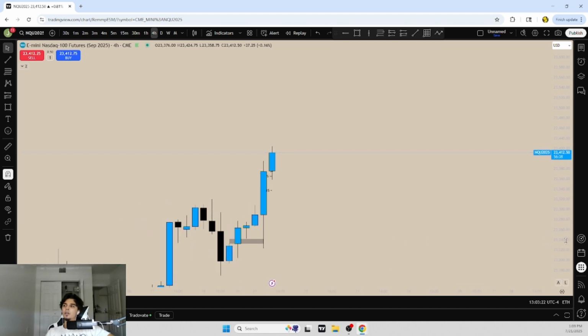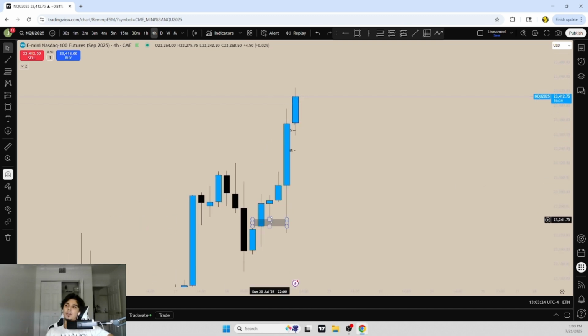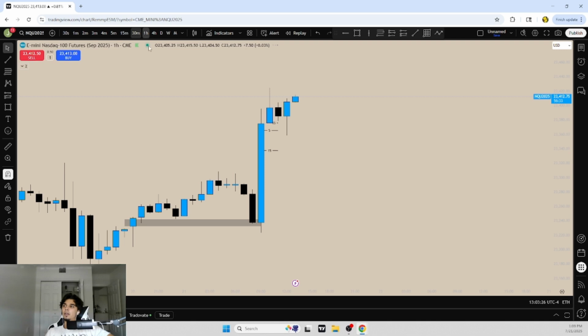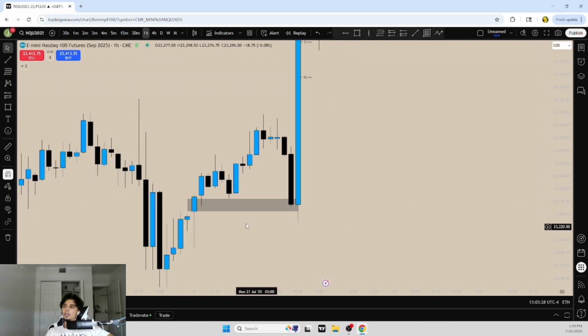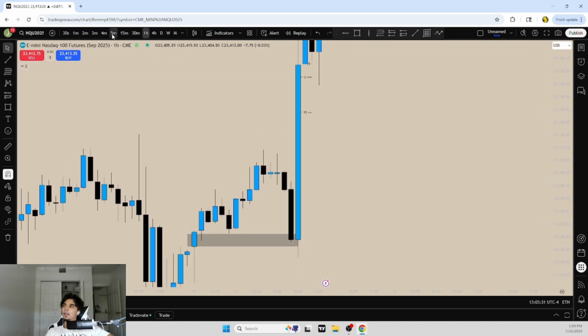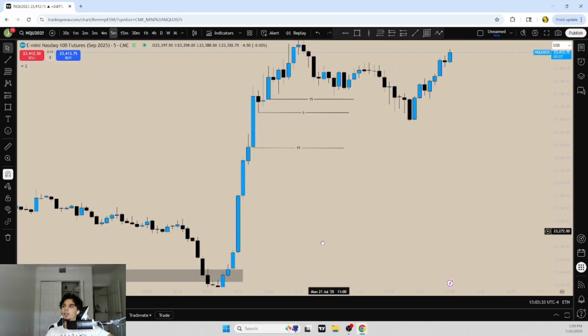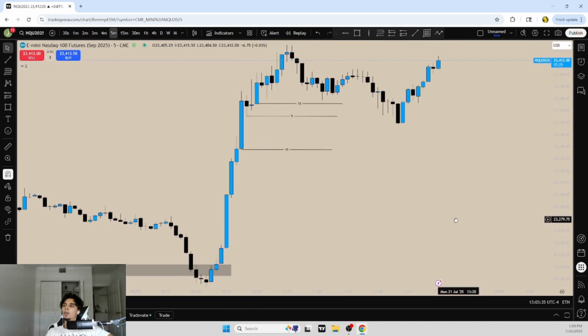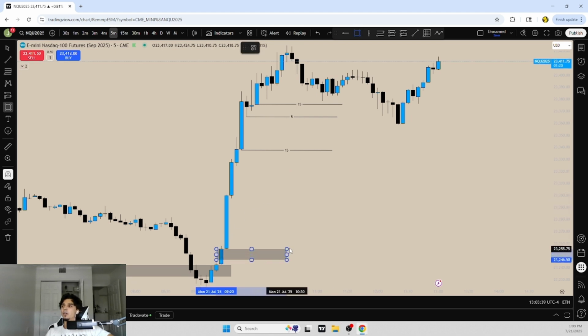Now, what did we end up doing? We ended up tapping into this fair value gap and respecting it, right? We got to tap into the 4-hour fair value gap and instantly saw a rejection out of it. Now, what did we create on the way up? Well, we created a ton of bullish fair value gaps, right? We have one right here. We have one right here.